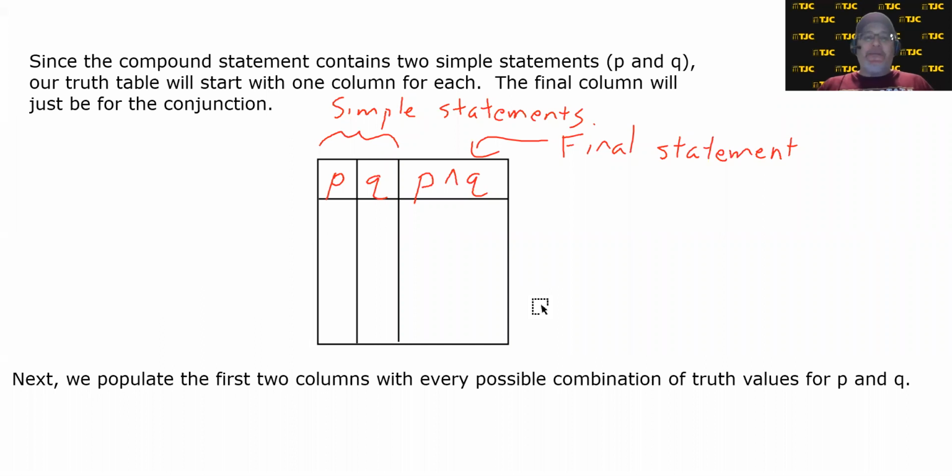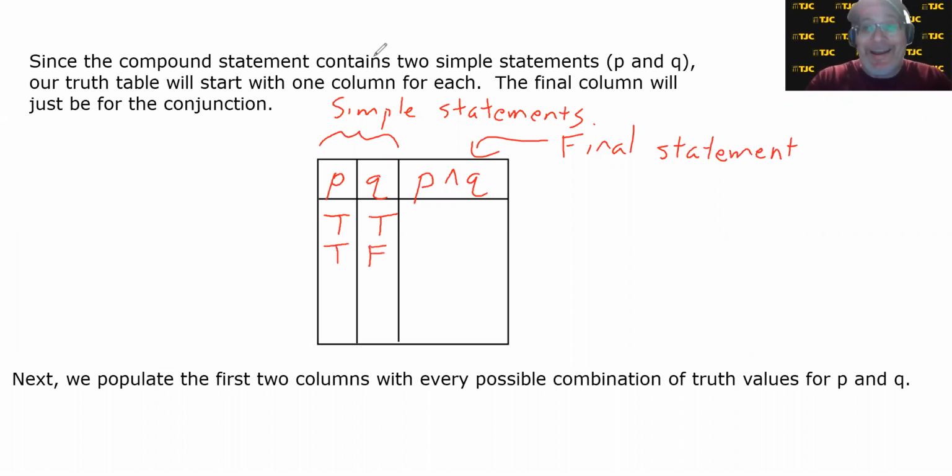Next, we populate the first two columns with every possible combination of truth values for P and Q. This is how a truth table always begins. You list all the possible combinations of truth values for whatever simple statements are involved. In this case, we have P and Q. Each one individually has two different truth values, but together there are four different combinations of truth values. For example, both of them might be true. Or the first one might be true and the second one might be false.